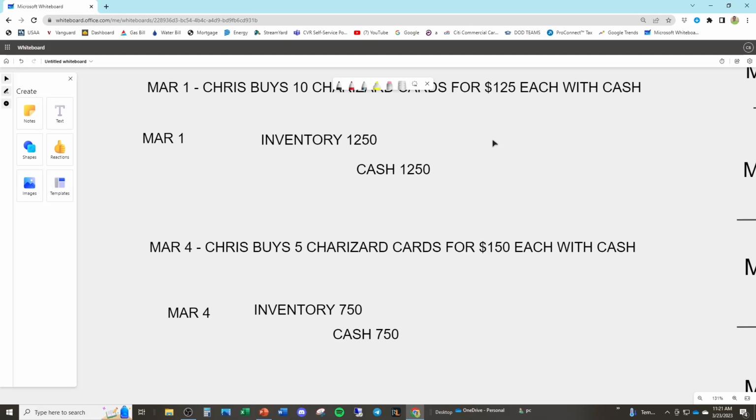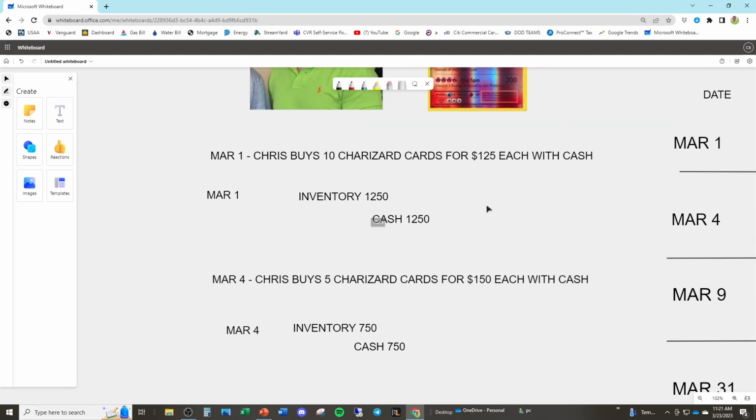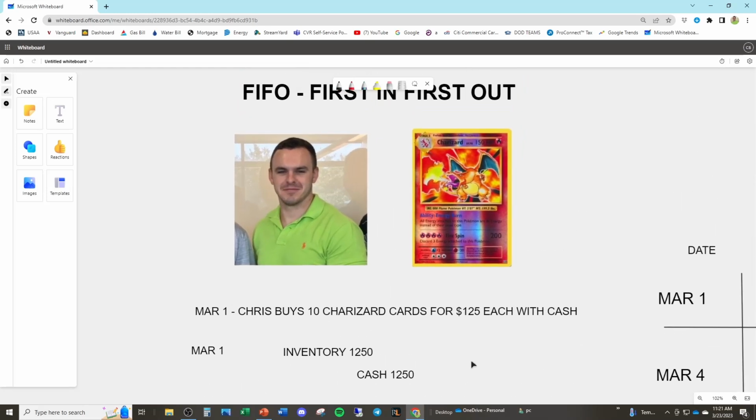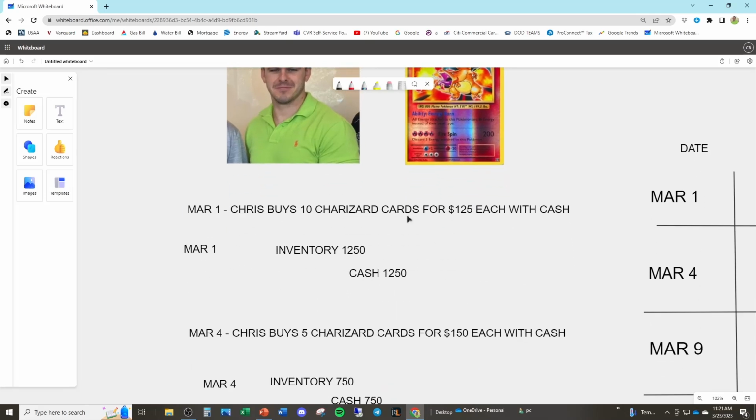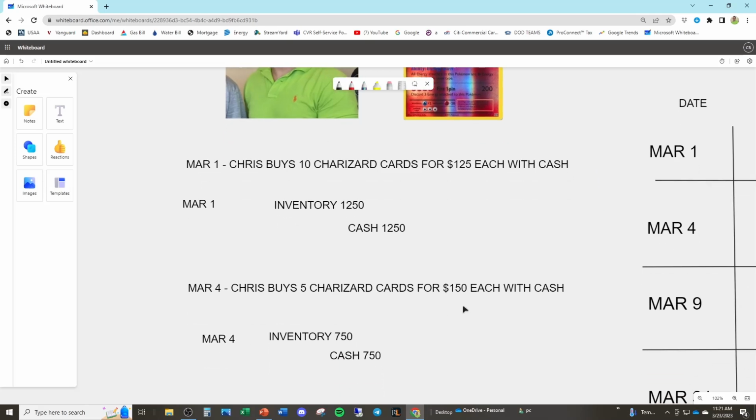Well, that's where the inventory methods come into play, okay? When you're using FIFO, you're doing first in, first out. You're assuming the inventory that came in first is the first inventory to leave. What did Chris buy first? Did he buy the 10 Charizard cards for $125 each, or did he buy the 5 Charizard cards for $150 each?